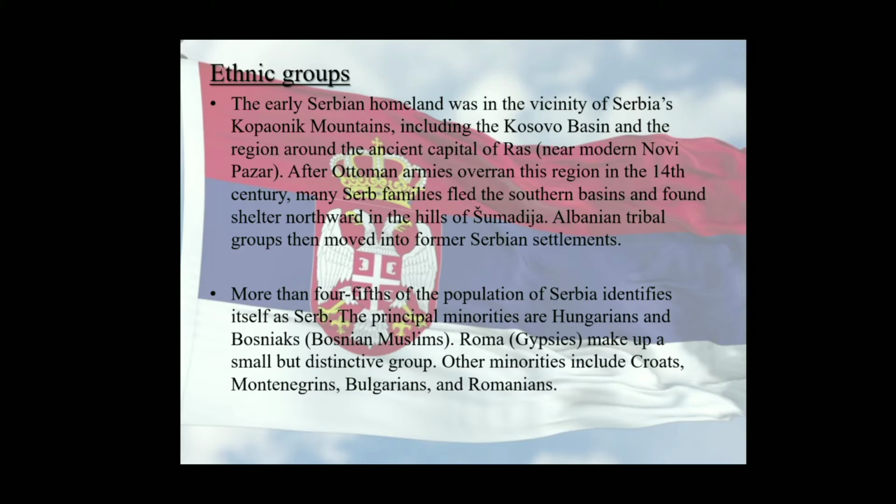More than 4/5 of the population of Serbia identifies itself as Serb. The principal minorities are Hungarians and Bosniaks. Roma make up a small but distinctive group. Other minorities include Croats, Montenegrins, Bulgarians, and Romanians.